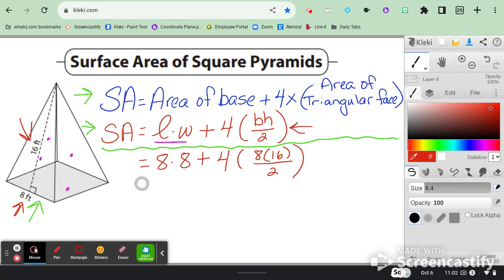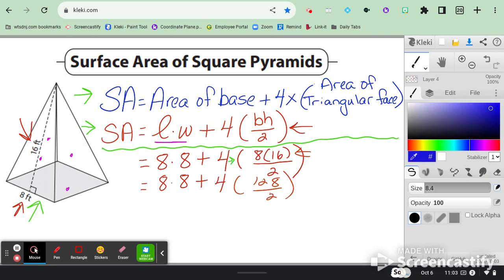So I'm going to drop down my equal sign. I am going to drop down everything I'm not using yet because I have to follow the order of operations. Remember, this 4, when it's outside a set of parentheses, means we're going to eventually multiply that. But as of right now, I'm still opening up my parentheses. I'm going to do 8 times 16 first to get a total of 128. And then I'm dividing by 2 still.